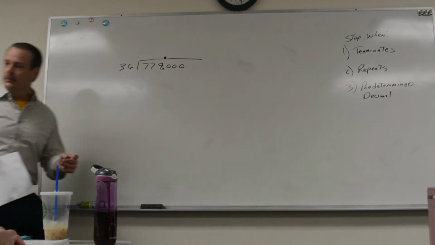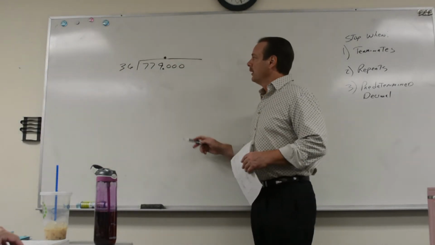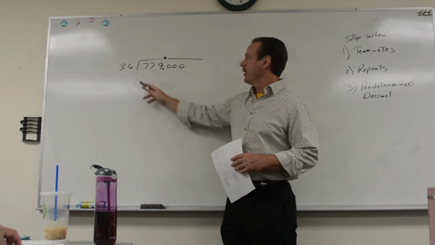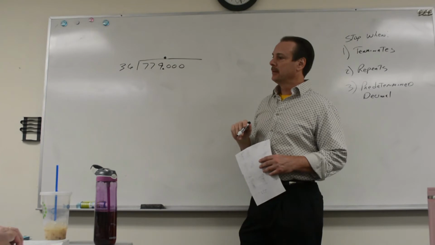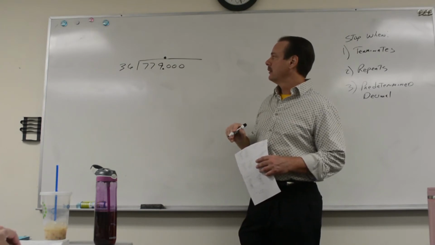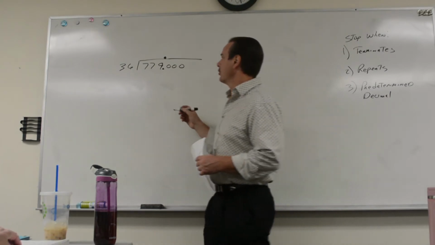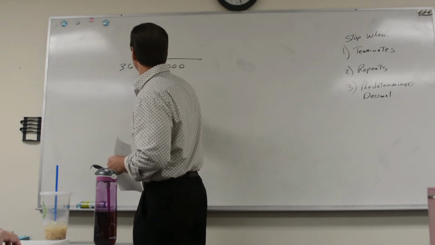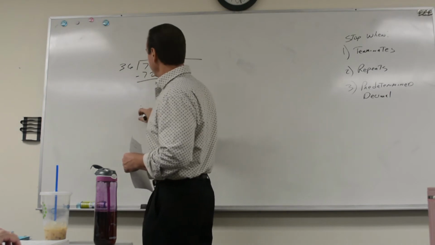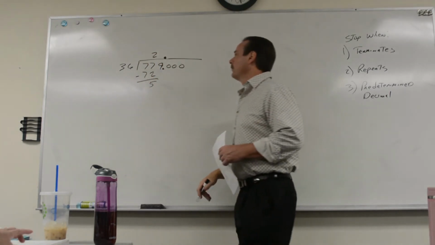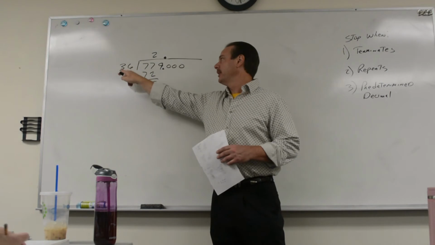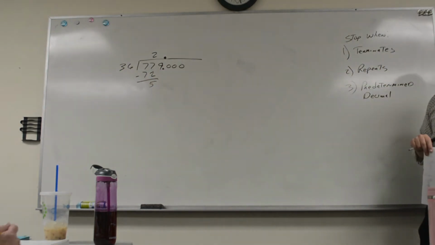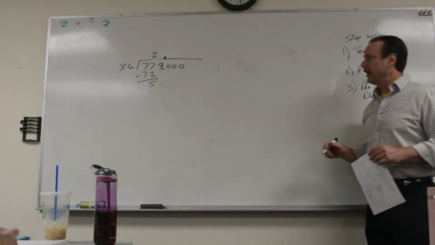All right. First thing I do, does 36 go into 7? No. Does 36 go into 77? Yes. How many times? I think it's 2. So this is going to be 72. We're going to subtract that away, we're going to get 5. The remainder is less than the divisor, so this number is valid. Now bring down the 9.